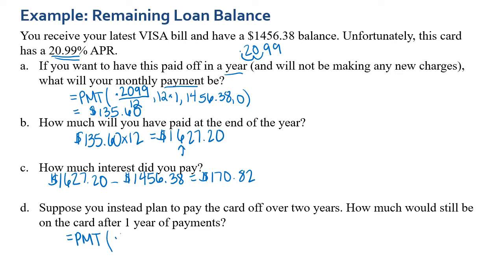So the rate is 0.2099 divided by 12 for a monthly payment. And now in this case, it's going to be 12 times 2 years. And then again, the amount is $1,456.38, and we want it to be fully paid off after 2 years. So if I try to fully pay it off after 2 years, instead of having a payment of $135, I'll have a payment of $74.83.